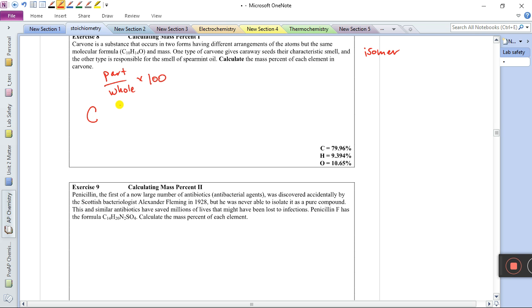So carbon, how much of this substance is just carbon? How many carbons do we have? 10. The mass of one carbon is approximately 12, but we're going to go ahead and put 12.01. So that's the part that is carbon. The whole would be the molar mass. Anybody got a calculator handy and has found the molar mass for the entire substance?